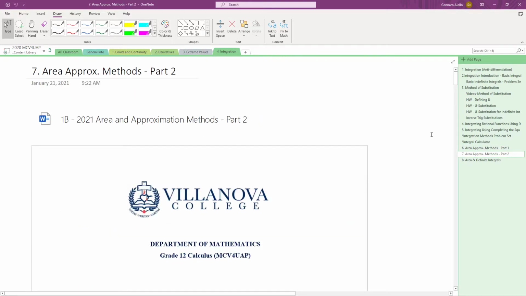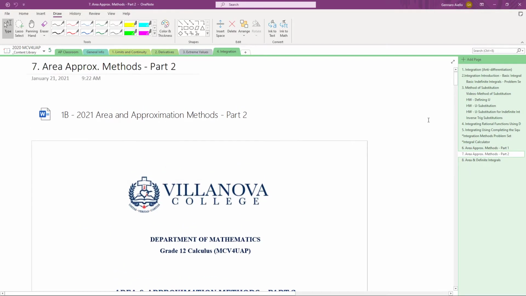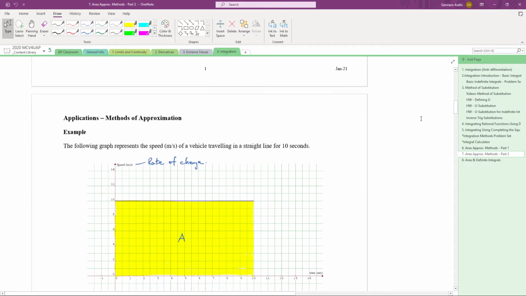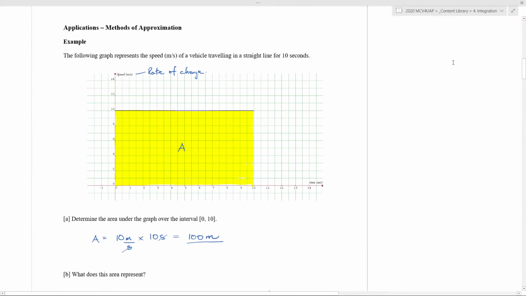Okay, so that brings us to part 2 of this approximation methods. Now, big picture, we're still going to be approximating areas under curves, but this time we're going to be interpreting those areas. In other words, these are real-world problems where you might have to find the area under a curve, and it'll give you a useful bit of information.